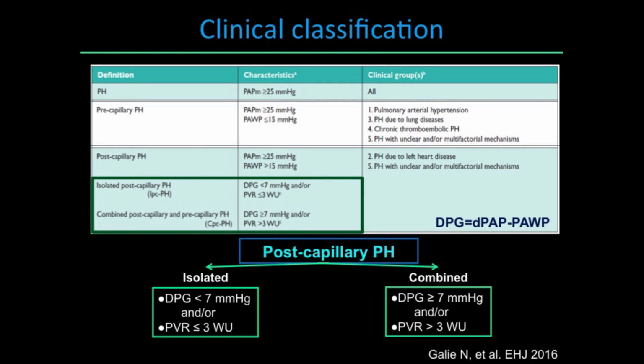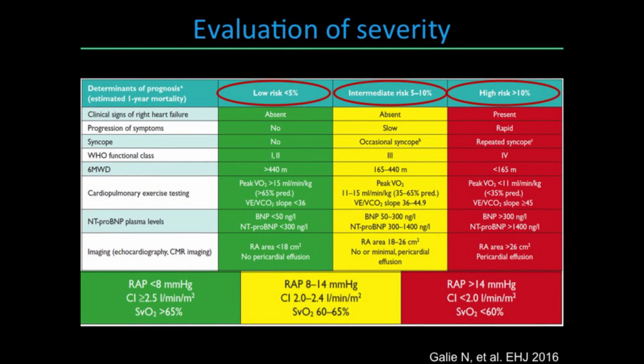These are the definitions. Dr. Hyland already talked about them, so I'm not going to go into it, but the right heart catheterization will help you differentiate. First, make a diagnosis of PH, and then differentiate precapillary from postcapillary pulmonary hypertension.